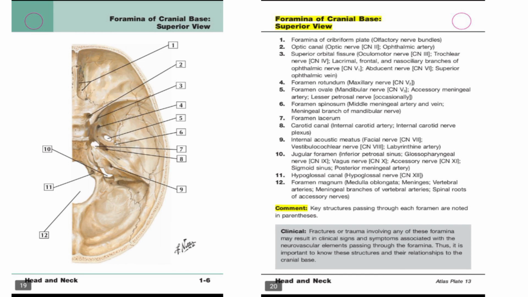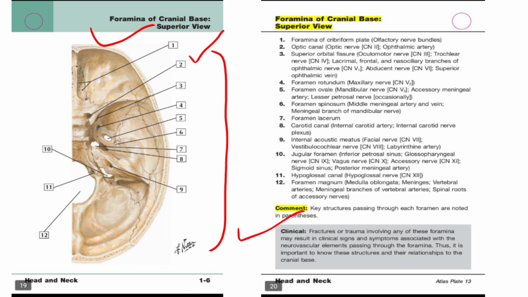In this lecture, I will discuss the foramina of the cranial base, superior view. What are foramina? They are the openings of the cranial base. Where are the foramina present in the cranial base? Here is the superior view. First we have the labels. There are 12 labels. Then we have a clinical point of view.